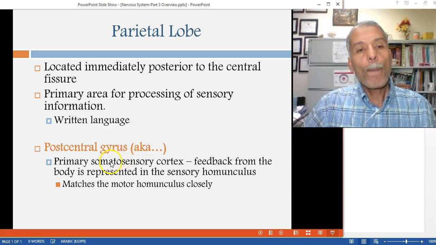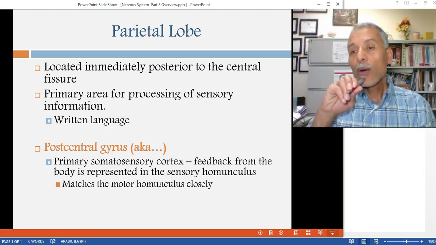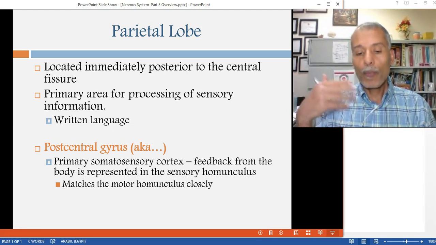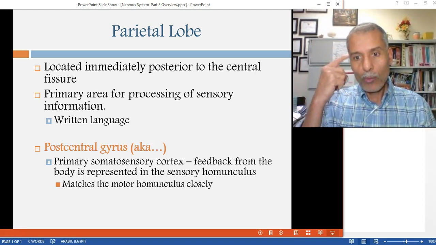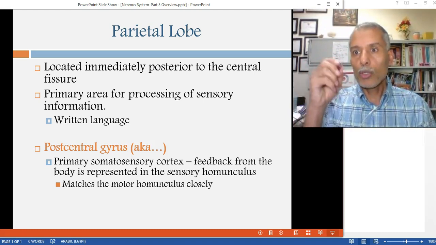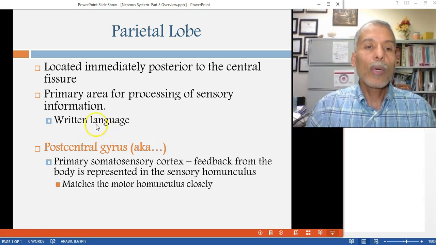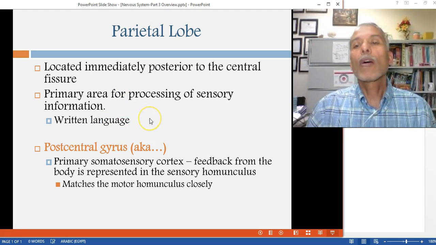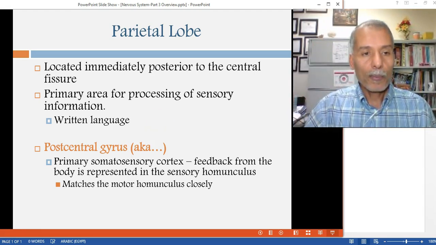So it also contributes to reading. When you are reading or writing, you are going to integrate what you see with the meaning, using vision, and using, for example, your hands to write, and so on. So an area in it called the angular gyrus is an area that integrates visual and tactile information.